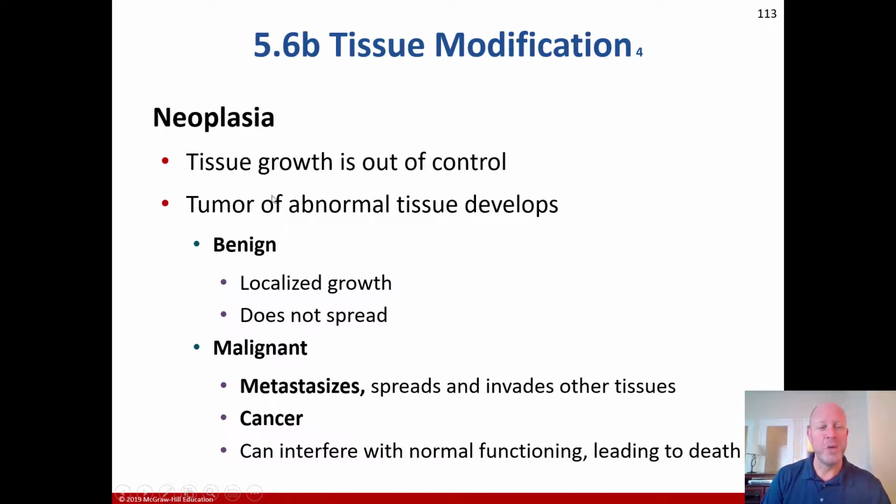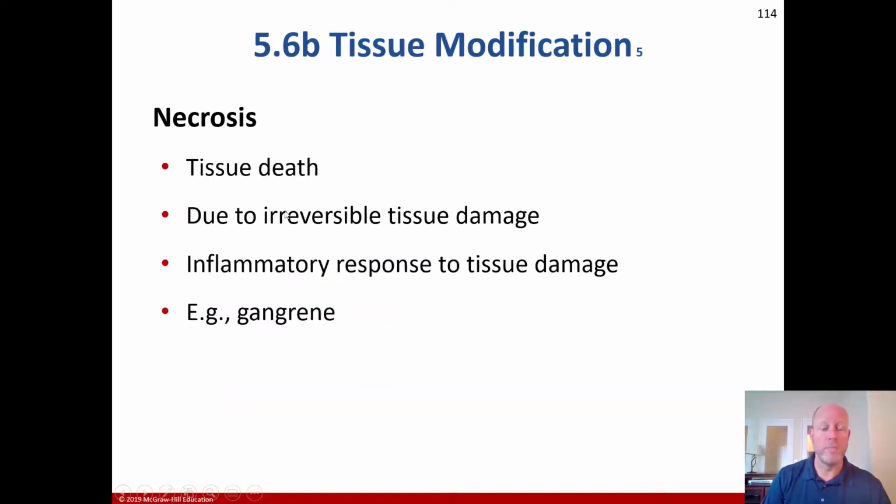Neoplasia, tissue growth is out of control. A tumor of abnormal tissue develops. If it's benign, it's a localized growth and it doesn't spread. If it's malignant, it metastasizes. It spreads and invades other tissues, like cancer. It can interfere with normal functioning and lead to death, potentially. Malignant is not something we want, right?